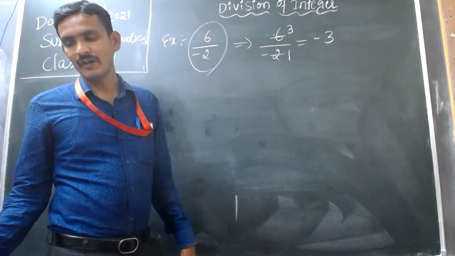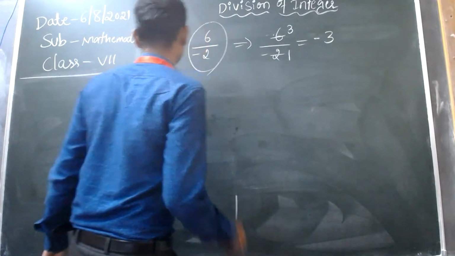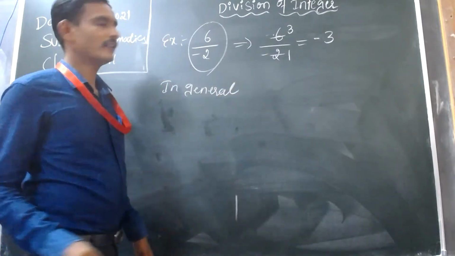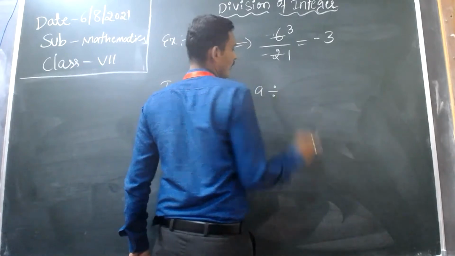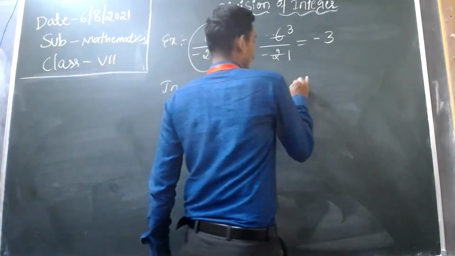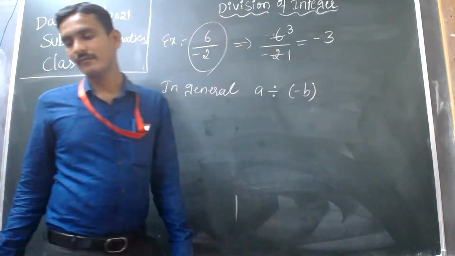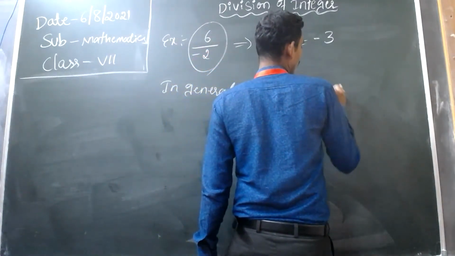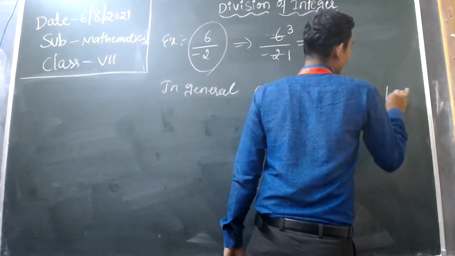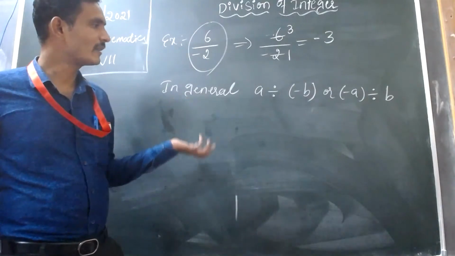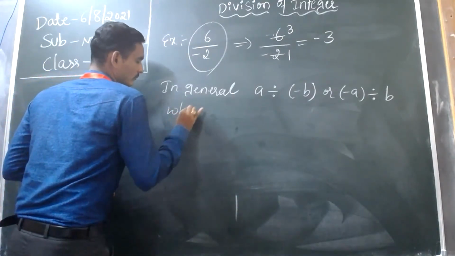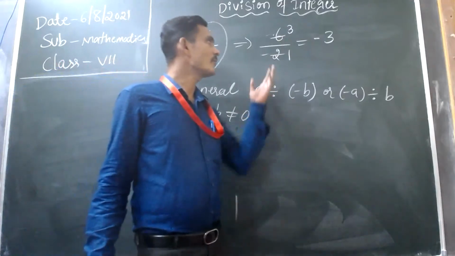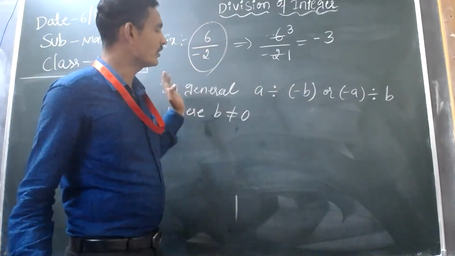Okay, so it is minus 3. So in general, a divided by minus b, or minus a divided by b, where b is not equal to 0. So the denominator is always b. So b does not equal 0.